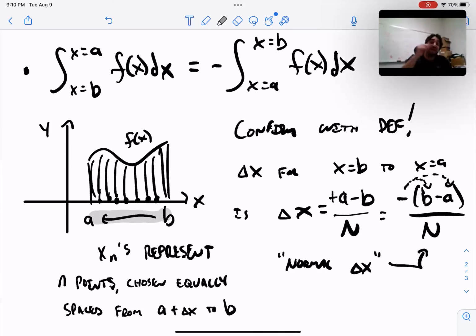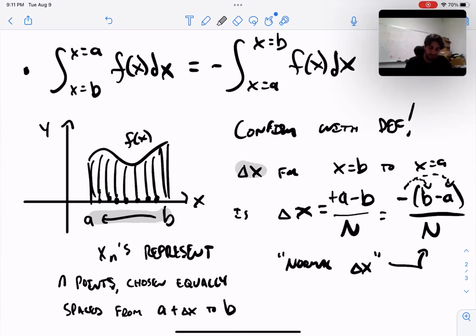Well, you could think of that as negative widths on your rectangles. Just like we allow negative heights on our rectangles if f happens to be below the x-axis, here we're seeing negative widths on our rectangles. So it makes sense graphically that this would be the negative of the value you would get if you went from left to right and had positive widths. You can also confirm this with the definition, just like we did previously.